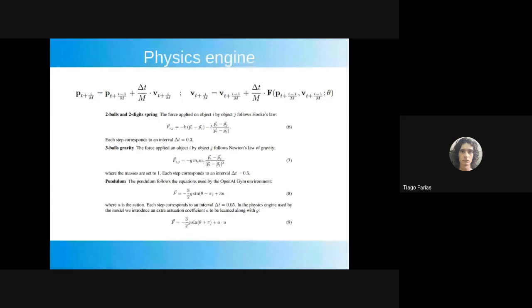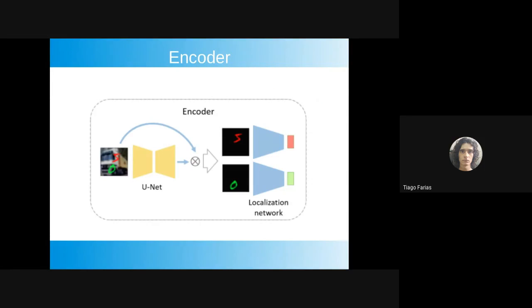This physics engine has the physical properties of the system, which at first you don't know. They are estimated by the neural network. So for example, for the 3 balls gravity, it estimates the gravity force from the encoder and the velocity estimate.